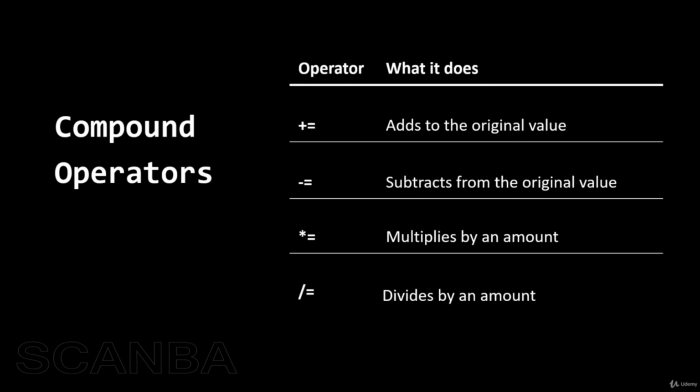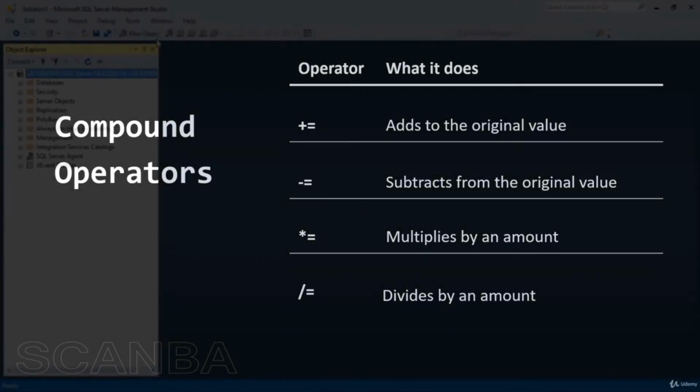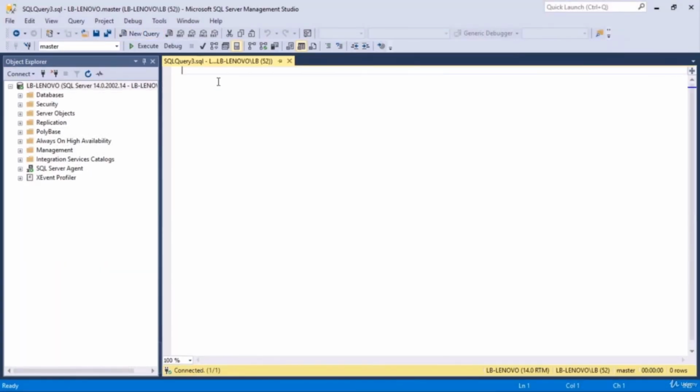Also, SQL has so-called compound operators. A compound operator modifies the original value and sets the original value to the result. The compound operator can add a certain amount to the value, subtract, multiply, or divide by a certain amount. We show here the most used compound operators. In this example, we declare an integer variable and set its value to 10. We can view the content of the variable with the select statement.